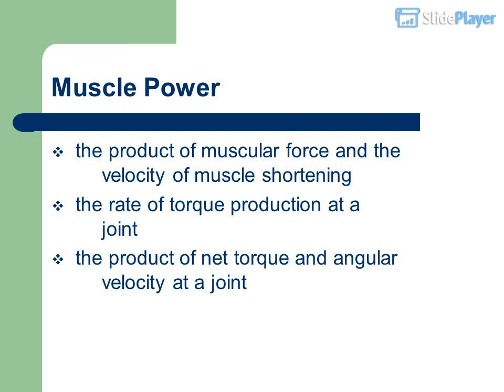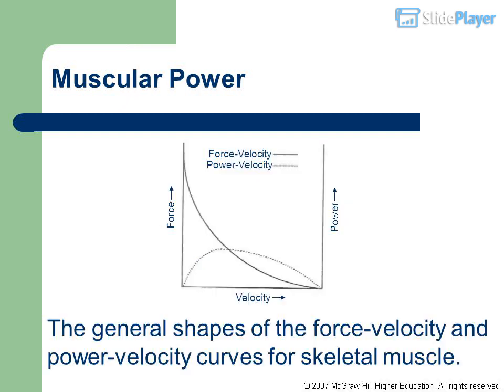Muscle power. The product of muscular force and the velocity of muscle shortening. The rate of torque production at a joint. The product of net torque and angular velocity at a joint. Muscular power: force, velocity, power. The general shapes of the force-velocity and power-velocity curves for skeletal muscle.